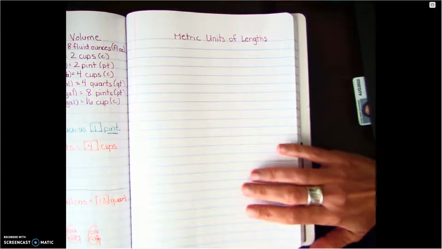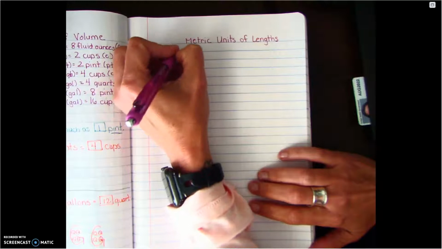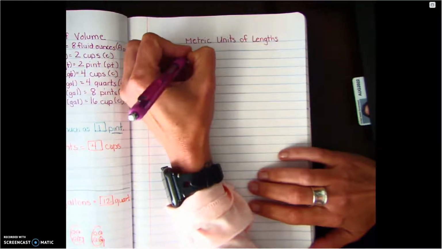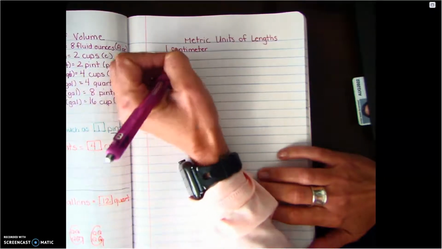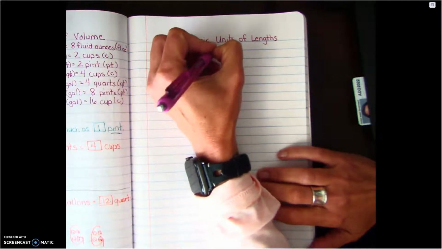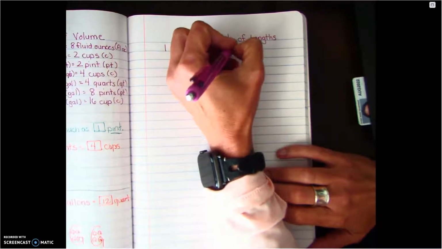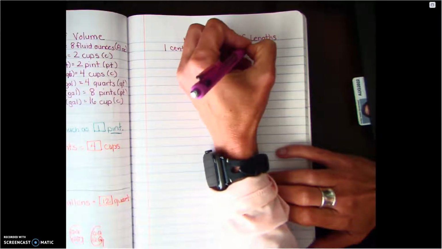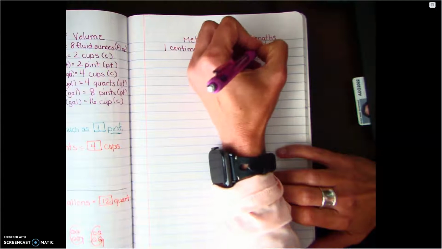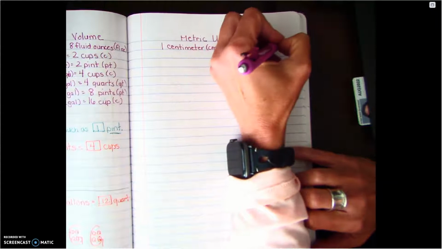So let's go ahead, we've got our title, and now let's write our chart. So the first one we have is 1 centimeter, and that's how you spell it out, and then your short way is just cm. Okay, 1 centimeter is 10 millimeters. Oops, 2 L's. And then the short way is mm.